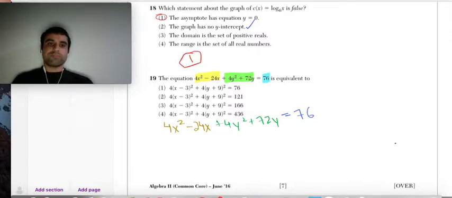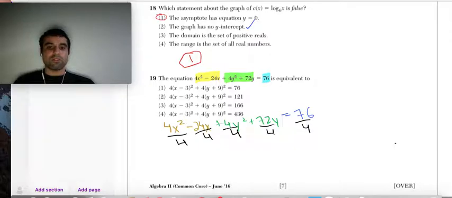I could start factoring and completing the square, or I could divide all the terms by 4 to begin with. I'm going to divide by 4. And then you'll see I'm going to get x squared minus 6x, plus y squared plus 18y, since 72 divided by 4 is 18, equals 76 divided by 4, which is 19.